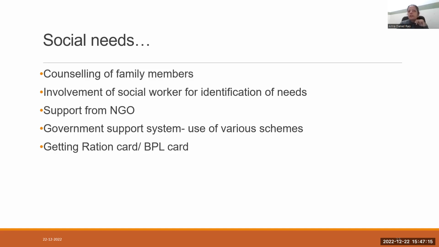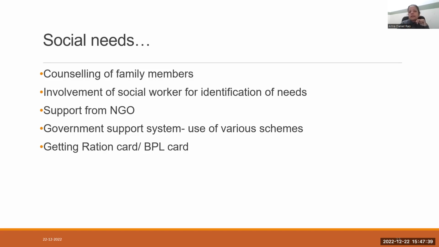Social needs: the patient will always require good social support, especially from the family members. So all the consequences should be well explained to them. A social worker can also be involved in this. Support from NGOs can also help. Government support system, use of various schemes.